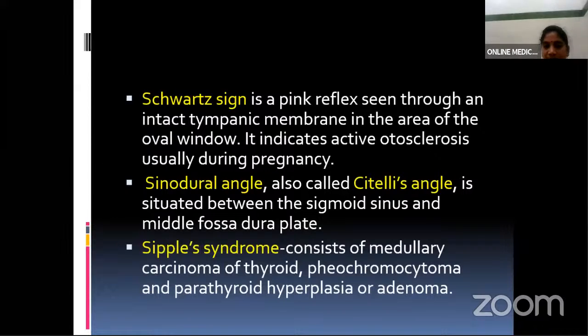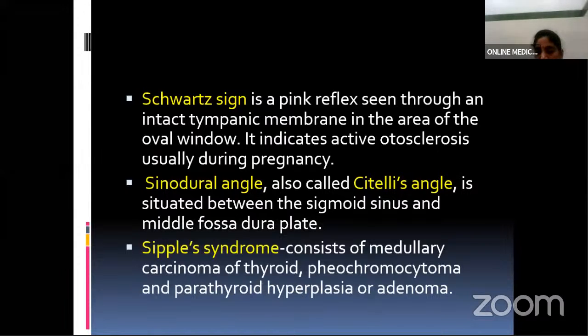So next is the sinodural angle, which is not very important for you. Sinodural angle is otherwise called Citelli's angle. It is situated between the sigmoid sinus and the middle fossa dural plate, which is actually seen during surgery. Sinodural angle is seen during mastoid surgery, while doing cortical mastoidectomy. The sinus plate and dural plate will be present. The angle which forms is called Citelli's angle or sinodural angle. Which is very important. You should not damage it during the surgery.